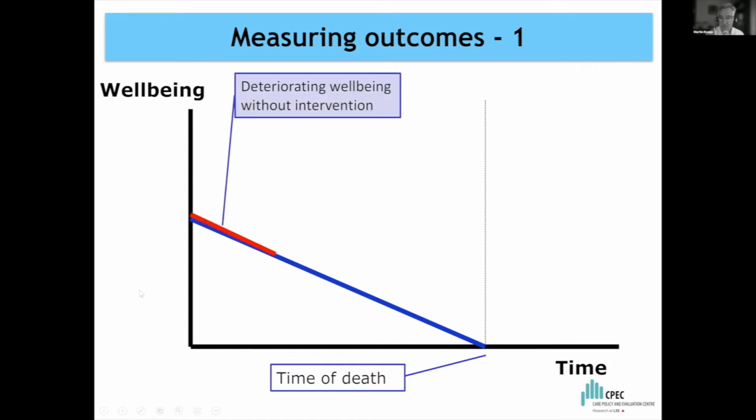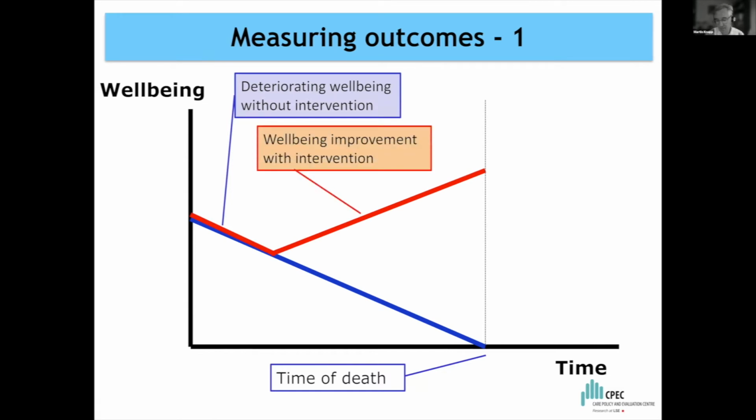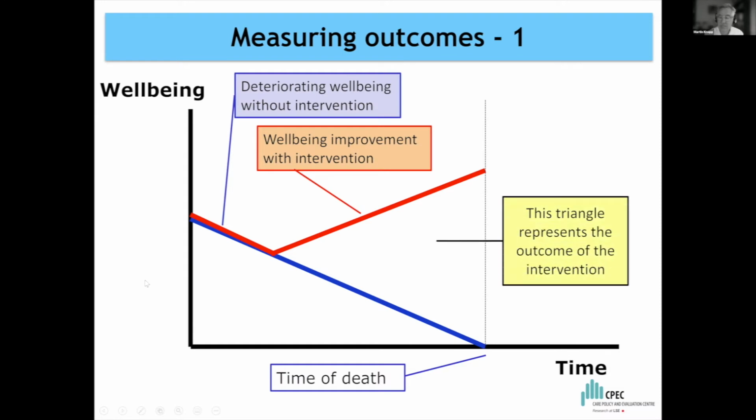If we give them an intervention, it may be their well-being improves. They still die at the same age. But over the course of that life, you can see there's been an improvement in well-being. And that triangle, that difference between the two lines, that's what we're trying to measure with an outcome. It's the difference between what happened without the intervention and what happens with the intervention.